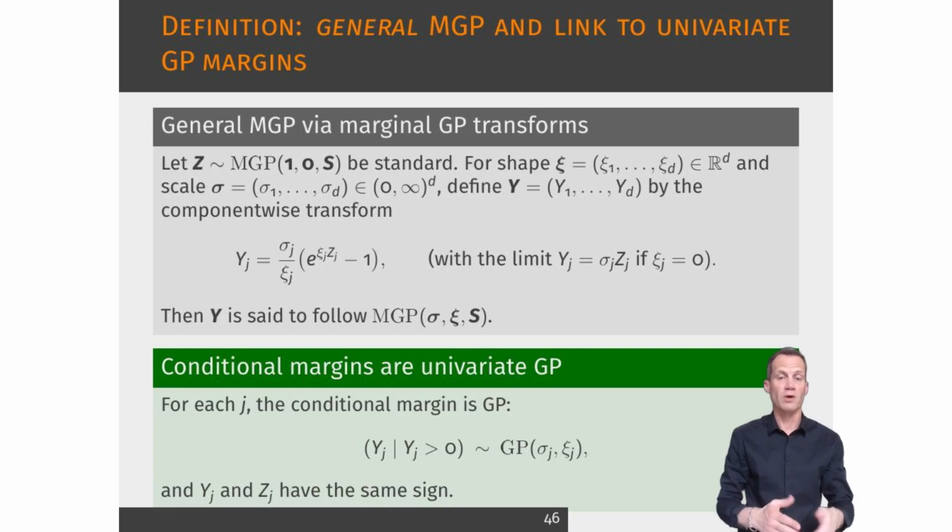The general multivariate GP distribution is obtained from the standard version by applying marginal generalized Pareto transformations. Each coordinate receives its own scale and shape parameters. This allows the model to capture different marginal tail behaviors across variables. The slide also states that, conditional on a component being positive, each marginal distribution is a univariate GP. This is the direct link with the classical peaks over threshold theory. Thus, the multivariate GP combines univariate GP margins with a dependence object that controls the joint structure of threshold exceedances.